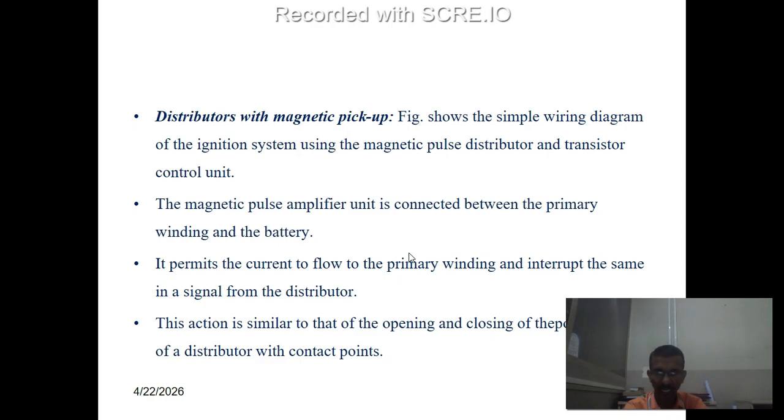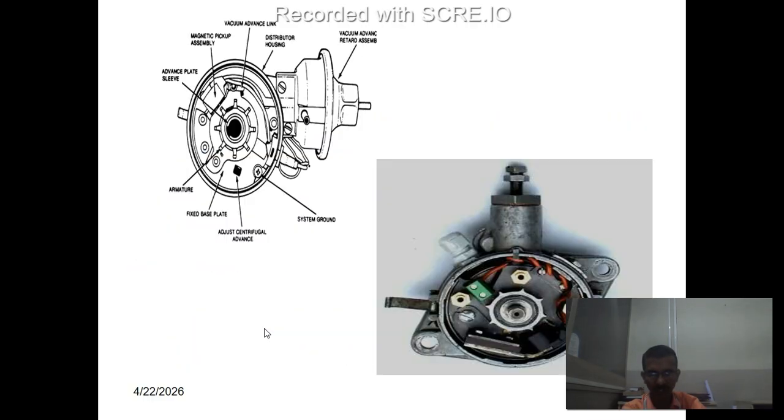It permits the current to flow in the primary winding and interrupts it on the signal from the distributor. The signal from the distributor acts similarly to the opening and closing of the points in the case of a distributor with contact points. In the image in front of you, the magnetic coils and their magnetic field are shown, with the help of magnets, and the ignition takes place.